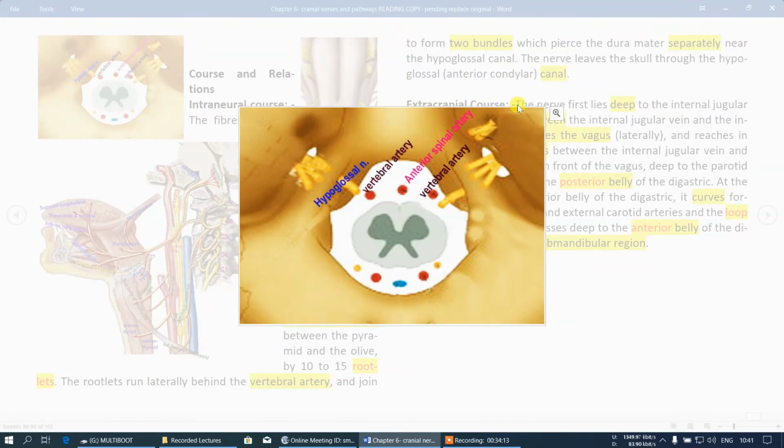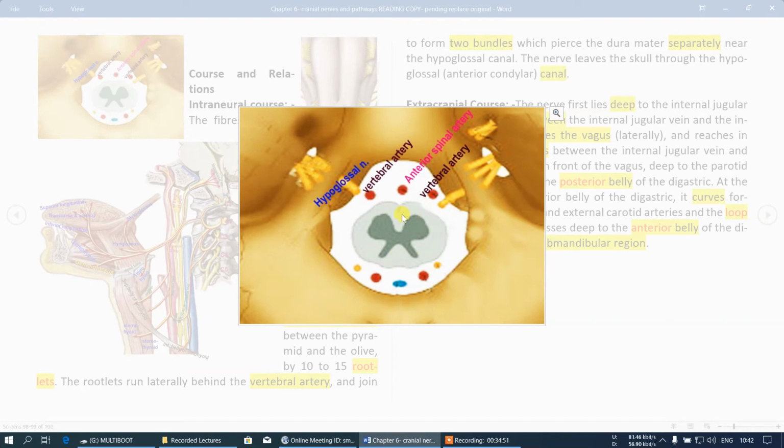This is the superior view of the cranial fossa. You can see the foramen magnum. Here we have two separate parts. This is your jugular foramen, transmitting the 9th, 10th and 11th cranial nerves. This is your 12th cranial nerve, the hypoglossal nerve, through a separate anterior condylar canal, or hypoglossal canal, transmitting the hypoglossal nerve.